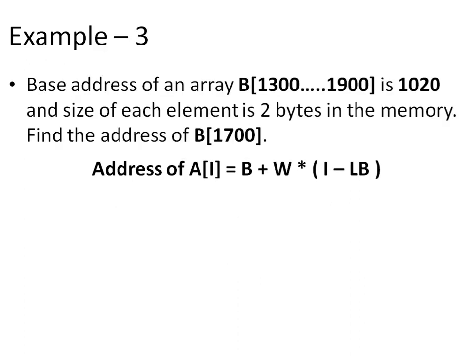Now we are taking the last example for the one-dimensional array address computation. Here, the base address of the array B is 1020. The allowed indices are varying from 1300 to 1900.